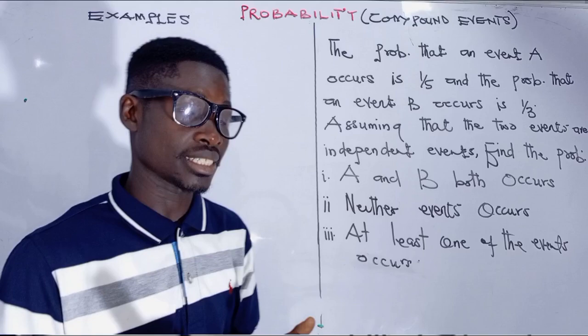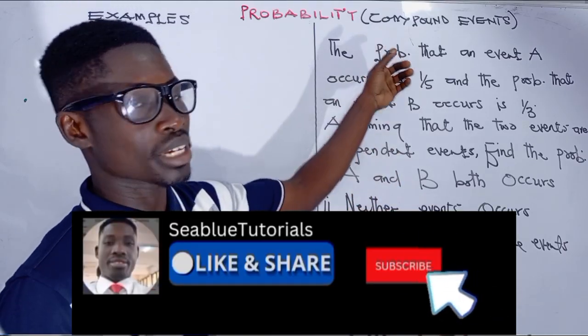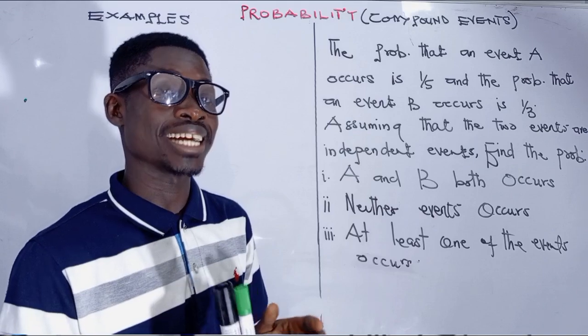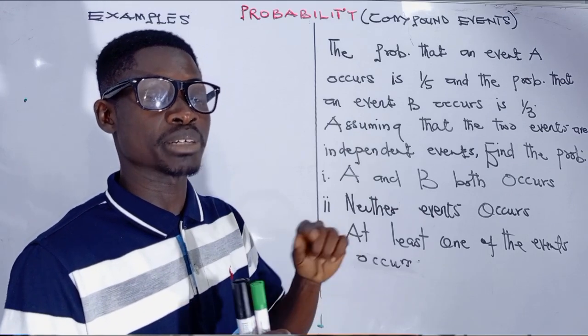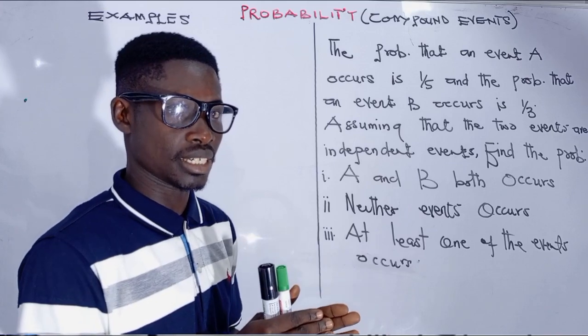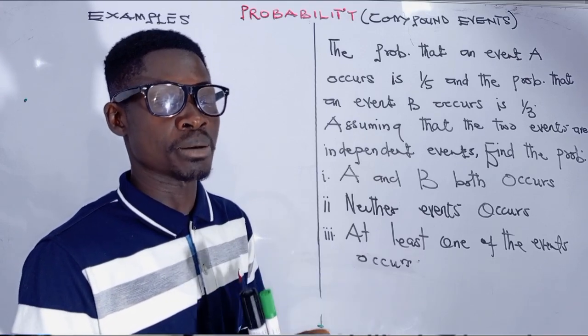So let's get started. Now, compound events. In this topic, we shall be making use of the addition law of probability, and we shall also be making use of the multiplication law of probability. We shall also be making use of the complementary rule of probability.